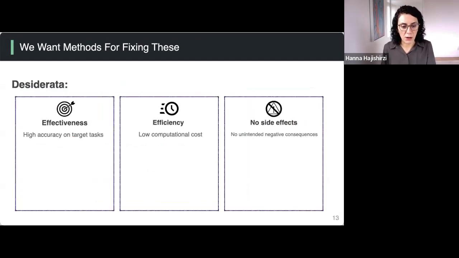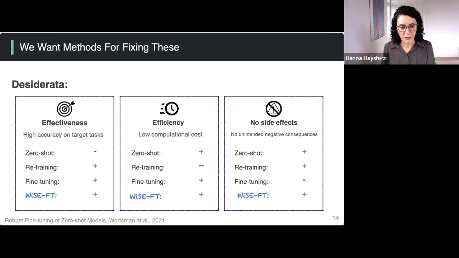Here, we would like to build models that fix these issues. We want them to have high accuracy on a large collection of tasks. We want them to use low computational cost, especially at the stage of fine-tuning. Also, at the same time, we don't want to lose performance on original models. Each of zero-shot models, pre-training from scratch, or fine-tuning would lose at least one of these features. Here, in my lab, we've introduced the WiSE fine-tuning method, which I'm going to talk about in this presentation, that would satisfy all these requirements.